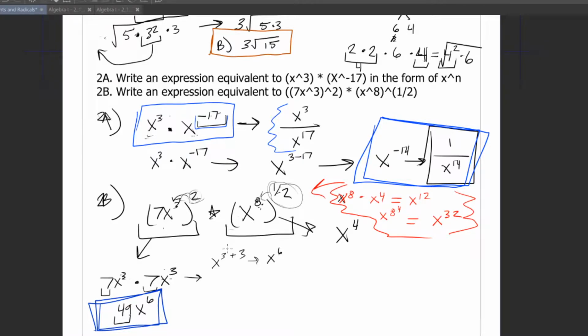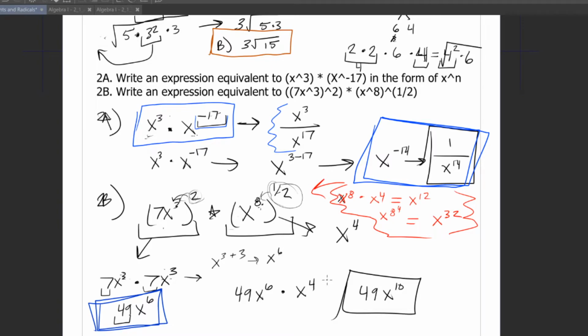And we're applying those here. Okay, so this will be x to the 4th. So right down here, it would be 49x to the 6 times x to the 4th. And since these two are added here, we get x to the 10th, right? 6 plus 4, 10. Boom.